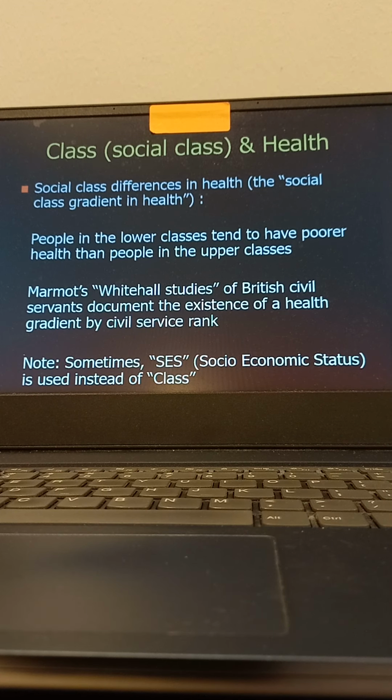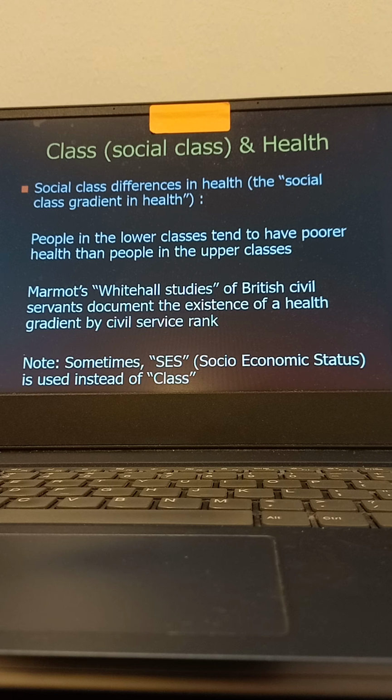Social class and health. We know that the social class of people affects their likelihood of health or illness. This is also called the social class gradient in health, which refers to people in the lower classes tending to have poorer health than people in the upper classes.